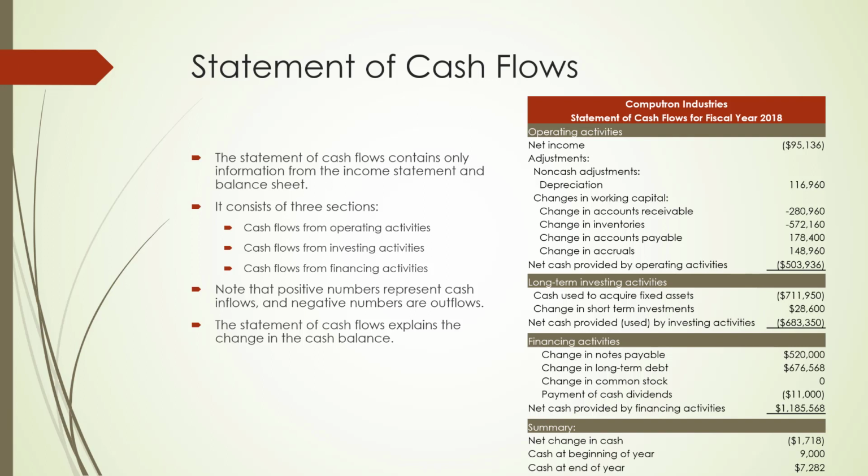Now, at the bottom of the statement of cash flows, we have the net change in the cash for the year, and then we look at the difference. The change in cash is cash from operations plus cash from investing plus cash from financing. That comes to negative $1,718. That's the decline in the cash balance that you saw on the balance sheet. And then it also shows the beginning cash and the ending cash. And of course, the difference there is $1,718.